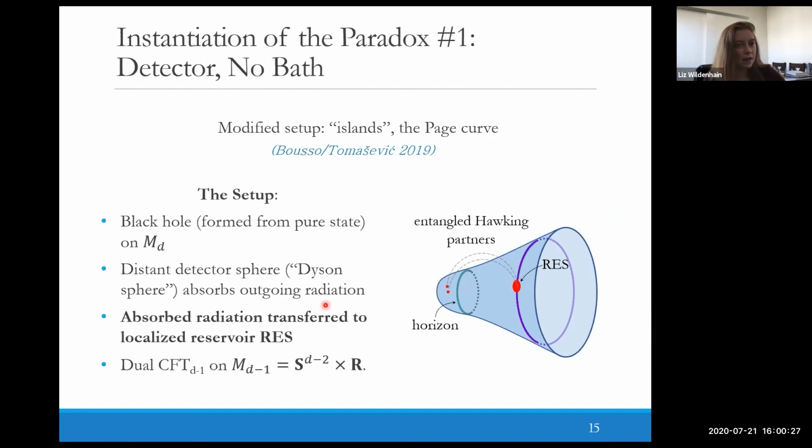So the only difference in this setup is to take, once the radiation has been collected by the Dyson sphere, as soon as it hits the Dyson sphere, you assume that it's immediately transferred to a reservoir at a particular spot on the Dyson sphere. In this picture, this is one time slice. So here's the horizon, here are the entangled Hawking modes, and the reservoir is just indicated as this red dot. I'll remind you that this purple ring is the Dyson sphere. As soon as the radiation is collected by the Dyson sphere, it's moved immediately to the reservoir. So that's the only difference.